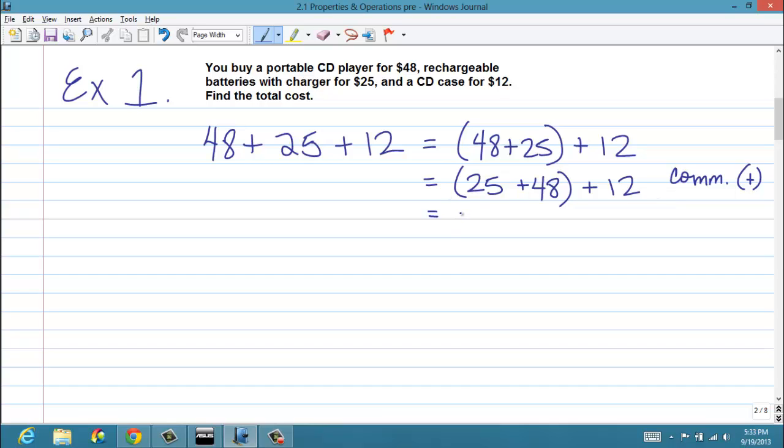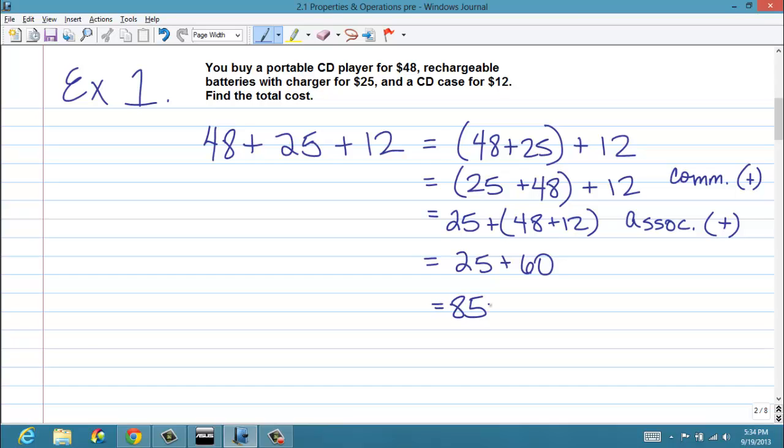And I'm also going to demonstrate how I could use the associative property of addition. Associative property says I can associate who I want with whom I want to. So let's say that 25 doesn't want to hang out with 48 anymore, so we'll say 25 plus the quantity of 48 plus 12. This is the associative property of addition. And notice how I not only name the property but also tell whether it's addition or multiplication. You would have to make sure that you did that. Anyhow, let's just go ahead and add these together. So we would have 25 plus 60, which gives us 85. The whole point is to know how to identify the properties. So the total cost is $85.